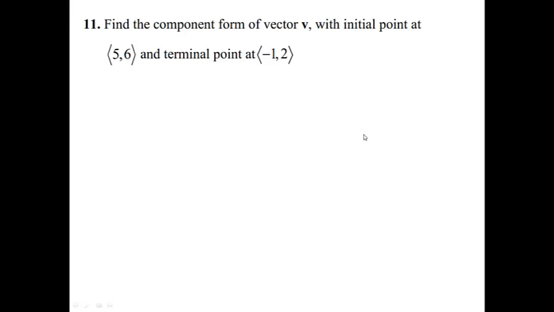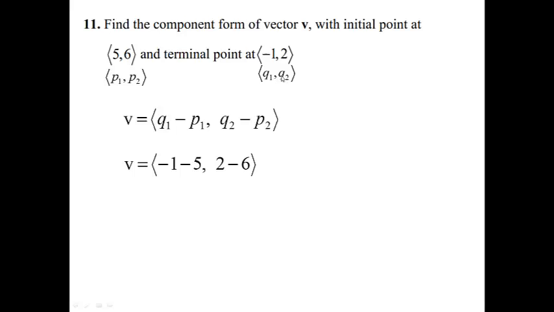Number 11, find the component form for the vector v with the initial point at (5, 6) and the terminal point at (-1, 2). Okay, remember you're going to subtract the two horizontal pieces, subtract the two vertical pieces, and always terminal minus initial. So we're going to have -1 minus 5 and 2 minus 6. So I get -6, -4. That's my horizontal and vertical component for vector v.